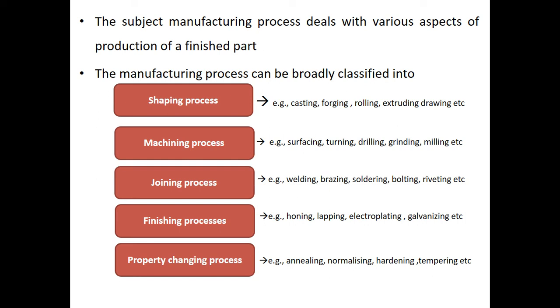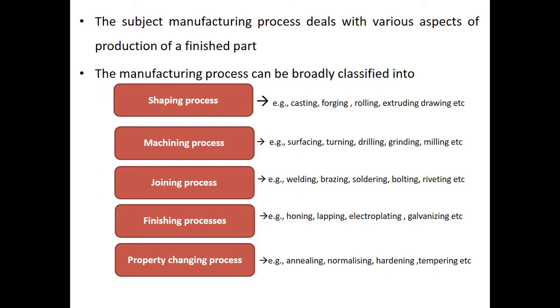Now let's see, this manufacturing process can be broadly classified into five. This is a broad classification. I can classify it into a shaping process, machining process, joining process, finishing process, and property changing process.